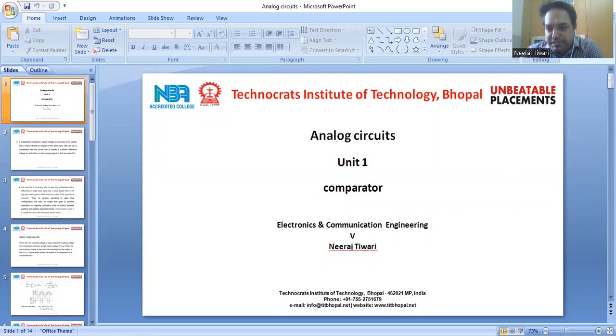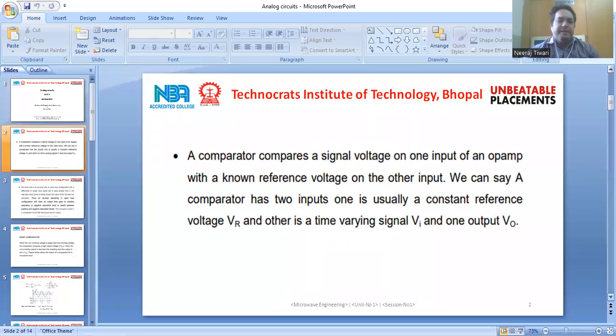So, what is the definition of comparator? A comparator, as the name implies, compares a signal voltage on one input of an op-amp with a known difference voltage on the other input of the op-amp. In another word, we can say basically a comparator compares the two values given in one input and second input.